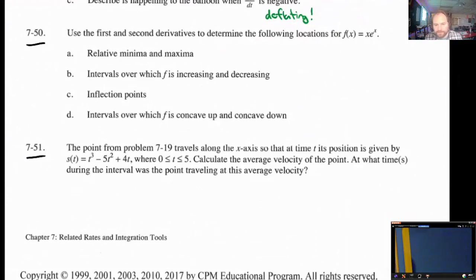Mr. Ford here. We're looking at 750 and 751. These are the last two problems we're going to do from 715, our last section on the related rates topic, by the way. But these problems are not related rates.